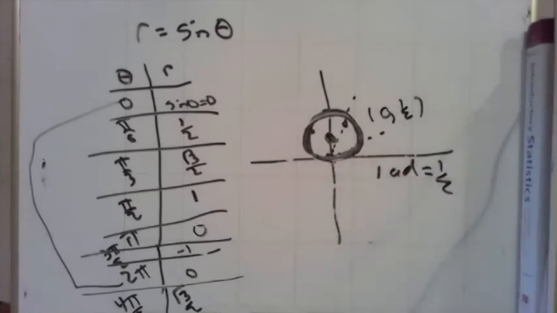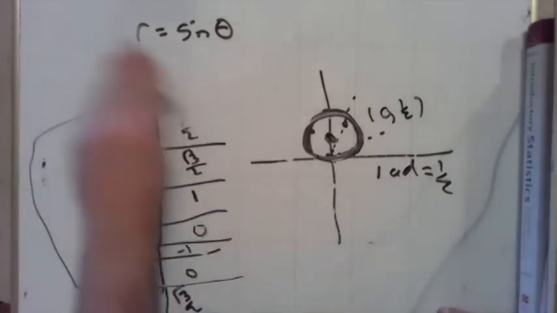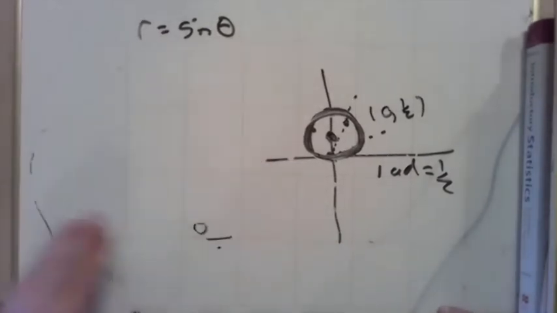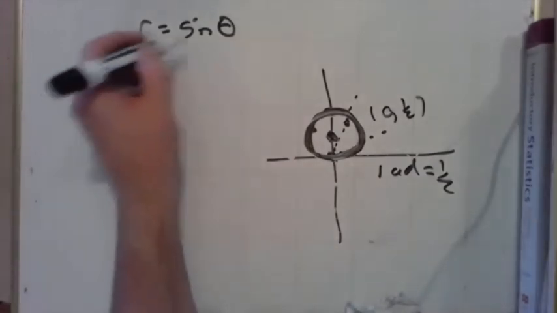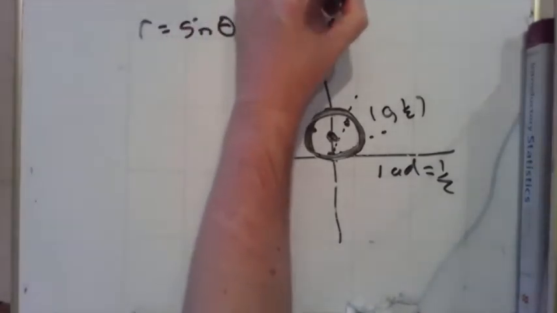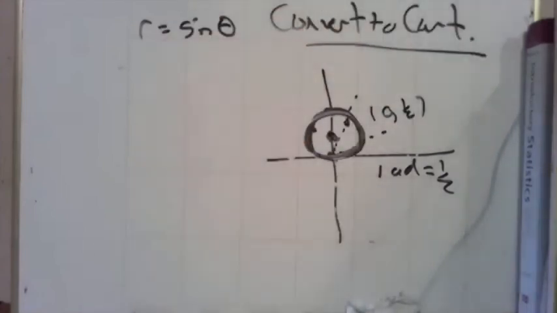I'm going to prove that to you by converting this formula here into Cartesian coordinates and then completing the square to write this in standard form. So I want to convert to Cartesian. This is going to be a question on your final, almost this exact same question. It's one of the most missed problems on the final, converting this thing over into Cartesian.